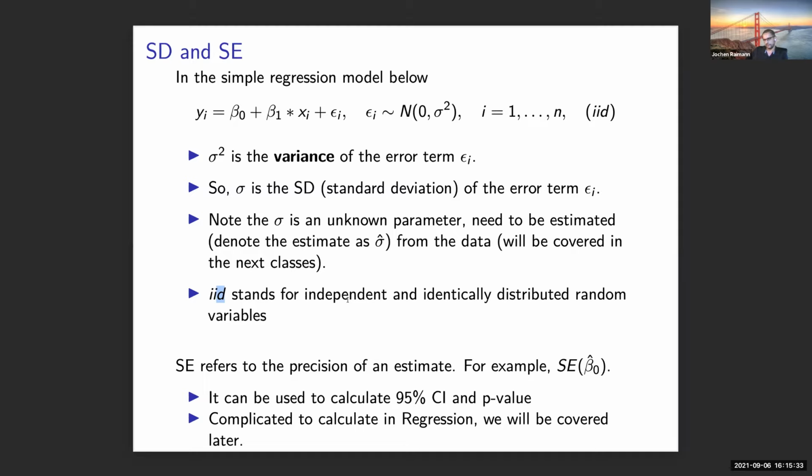The standard error refers to the precision of an estimate. For example, the standard error of beta 0 hat. This can be used to calculate the 95% confidence interval and the p-value. It's very complicated to calculate in regression and will be covered later on. There is an association that is to some extent a little bit more complicated than what you are essentially seeing with the standard deviation of the residuals alone. So it is something that needs to be discussed in more detail.